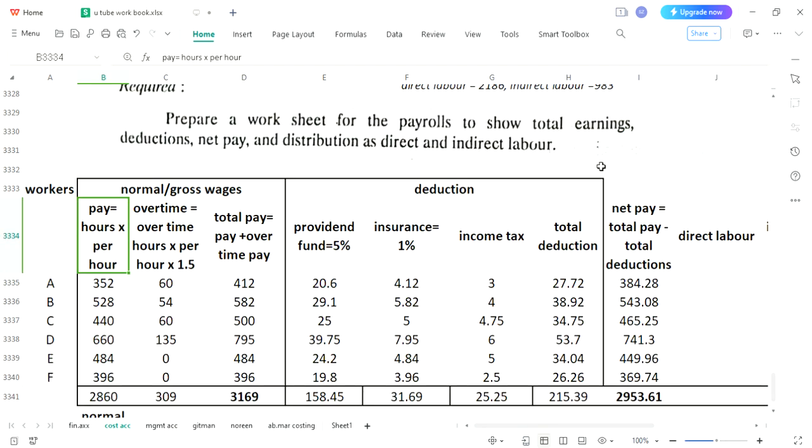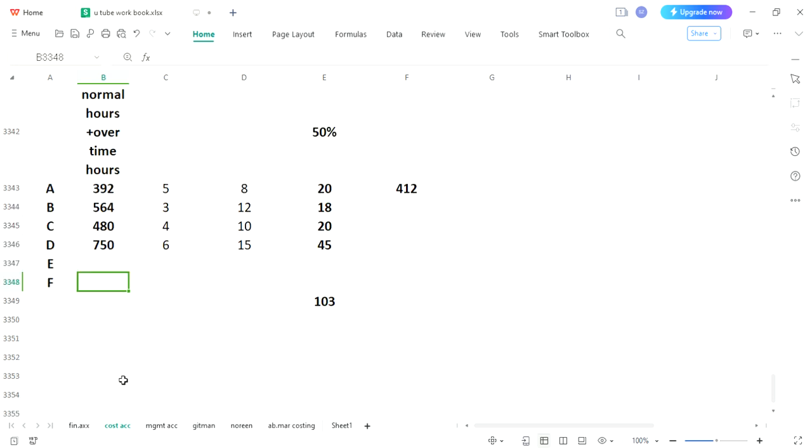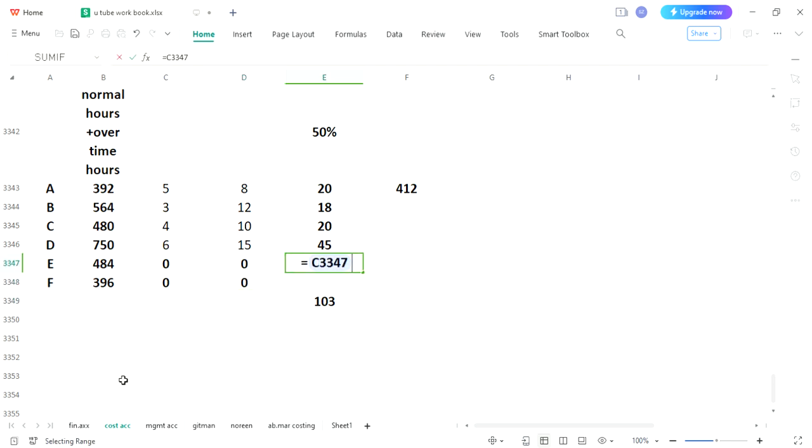And for E worker, since there is no overtime, so these amount 484 and 396 can be mentioned directly as there was no overtime payment. Alright guys, now total amount here would be mentioned 484 and for F 396. These payments are meant to be written over here.